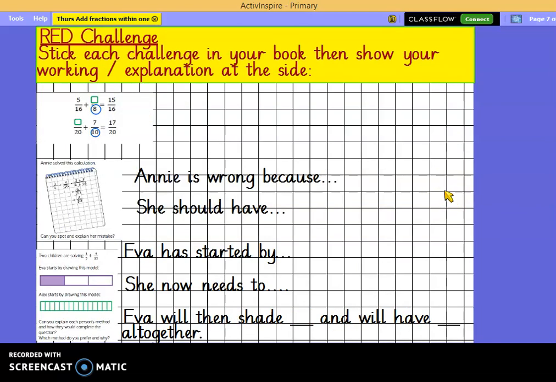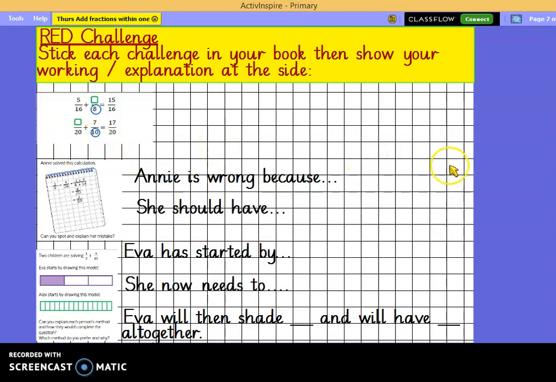Here are the red level challenges. You stick each one. There are 3 today, 1, 2 and 3. For the first one, it matches what we've just been doing, so be careful with that. In the top one, you've got 16th add 8th making 16th, so think what you might need to change that into before you work back to change it back to 8ths. And the same with this one, they're 20ths apart from this one, so change it to 20ths, but remember to do halving to get it back when you need to.